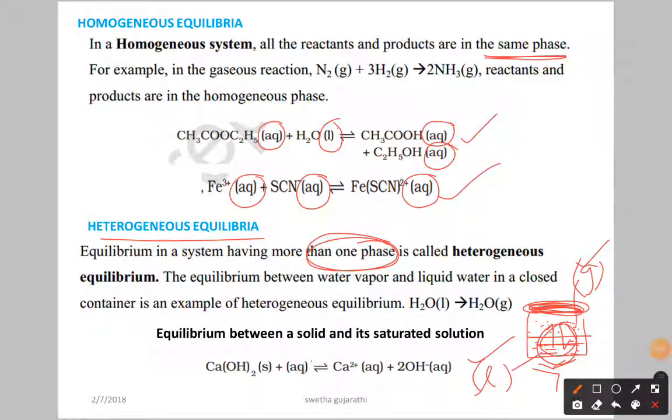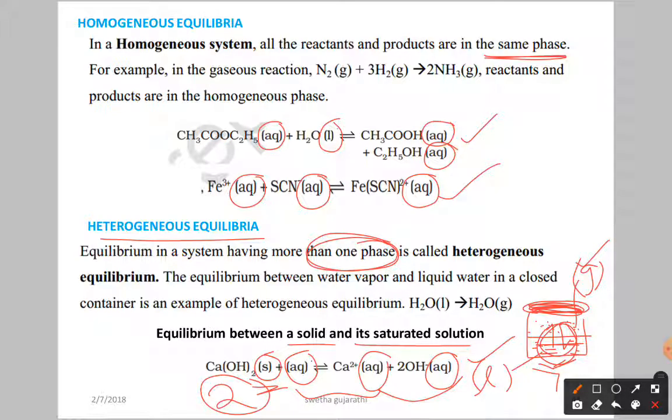Now let us see another example, with a solid and a solution. Here we have calcium hydroxide, which is a solid, dissolved in water, which is liquid. So you have calcium plus 2 ions in aqueous form, and the calcium hydroxide is a solid. We have two phases, so this is an example of heterogeneous equilibria. If you have more than one phase, that is heterogeneous equilibrium. If you have only one phase, that is homogeneous equilibrium.